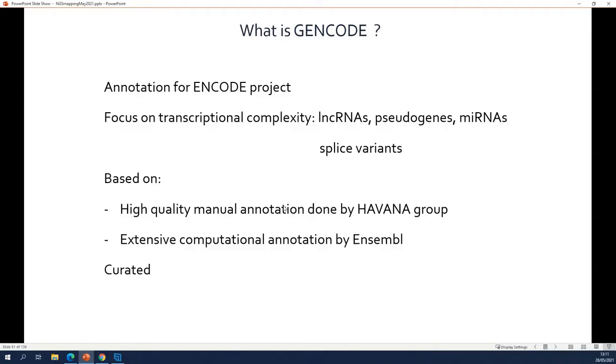So they are adding manual annotation, so high quality annotation, that is done by the Havana group. And this is a group of scientists who are really going through the literature, for instance, to find evidence for annotations with respect to transcription. So it's the Ensembl annotation, but it's curated. A part of it is checked because there's a lot of information there. So it's higher quality than Ensembl.